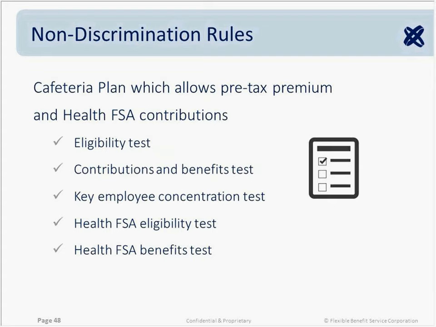But I want to talk about non-discrimination rules as one of my last things, in that I want to first talk about them with an FSA for comparison purposes. Let's say you had a cafeteria plan which allowed for pre-tax premium contributions as well as pre-tax FSA contributions. Well, there would be 5 non-discrimination tests. There would be the first 3: the eligibility, contributions and benefits, and key employee concentration tests. Those are all cafeteria plan specific non-discrimination tests. Then you have separate tests specific to the FSA as it relates to eligibility and benefits.